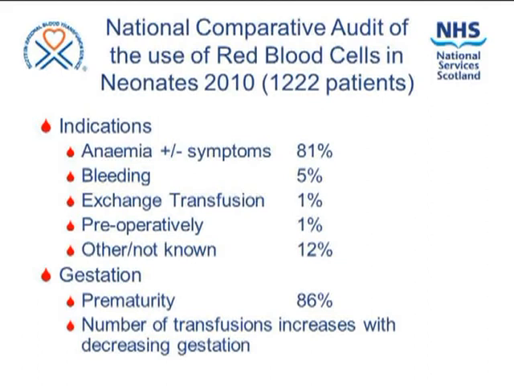A recent national comparative audit of the use of red blood cells in neonates and children in 2010 gave insights into current practice, including indications for the transfusion with red blood cells in over 1,000 neonatal patients. By far the commonest cause was anemia, 60% of which were symptomatic and 21% asymptomatic. The next most common cause was bleeding, followed by exchange transfusion for hemolytic disease of the newborn and anemia due to other reasons such as sickle cell disease.